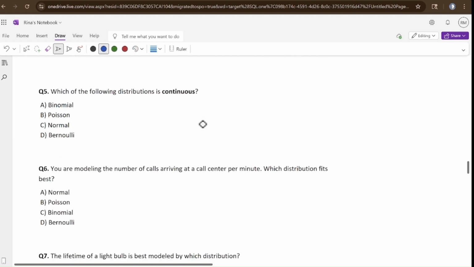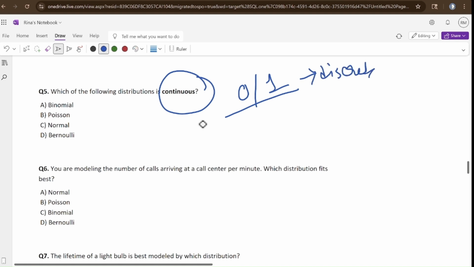Which of the following distributions is continuous? Binomial? No, binomial, what are the outcomes? 0, 1. This is not continuous, discrete, right? So Poisson distribution, normal, Bernoulli. Normal is the continuous distribution. Okay, Bernoulli is also 0 or 1. Poisson is fixed within a time interval.